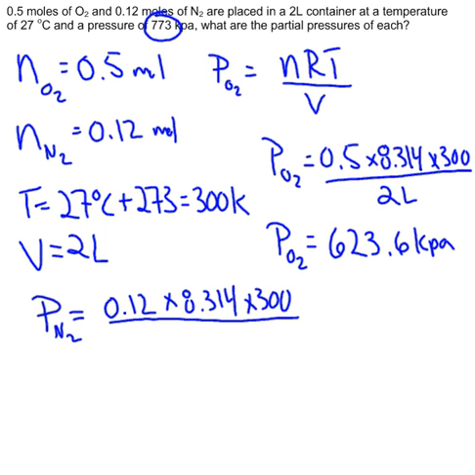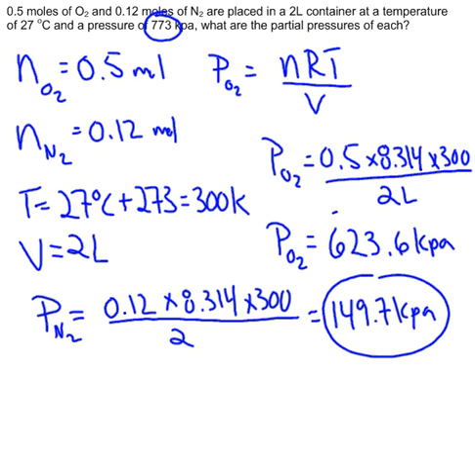All divided by 2, and we get 149.7 kilopascals. So that is the partial pressure of each of these gases. Note, if we add up 623.6 and 149.7, we get roughly, within rounding errors, 773 kilopascals, which is the total pressure. And also note, we didn't need the total pressure in this question. It was just given in this case so that we could check our answer and see.